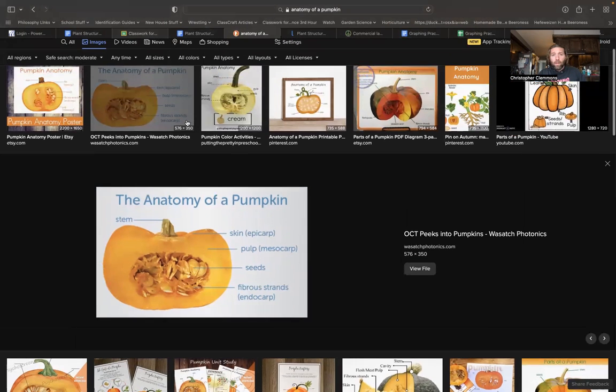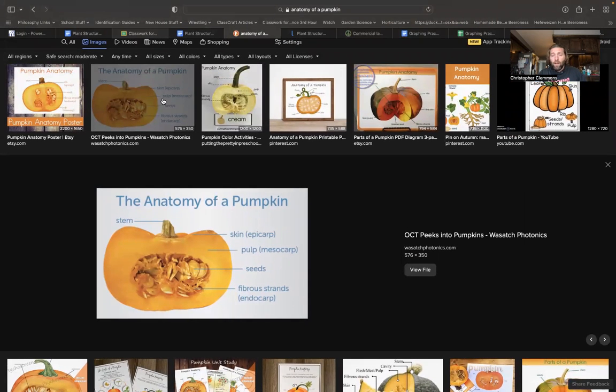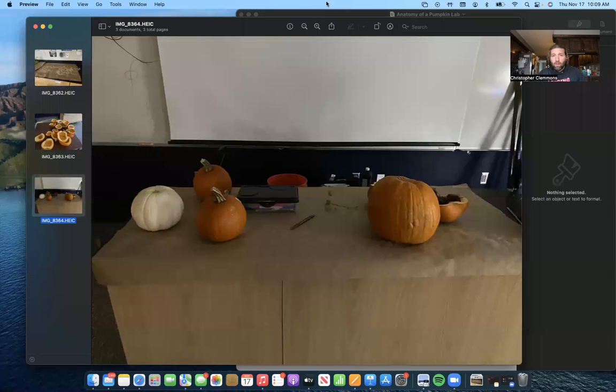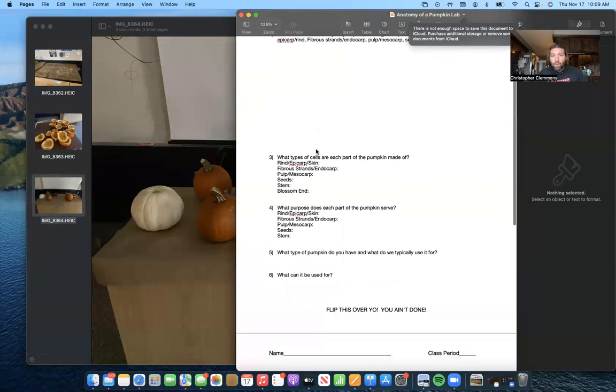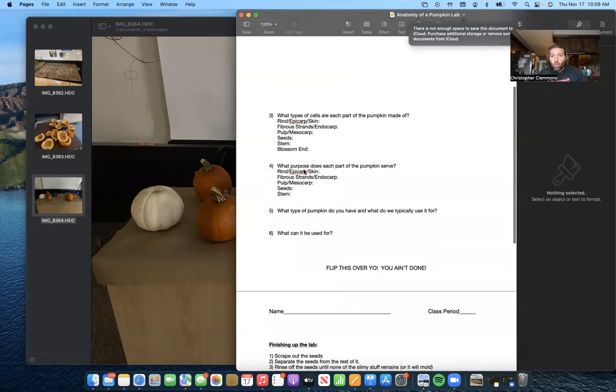So, anyways, this is kind of the lab today. Nothing too crazy, pretty straightforward. Other things on this, I'm asking, like, what is the purpose that each of these parts serve?